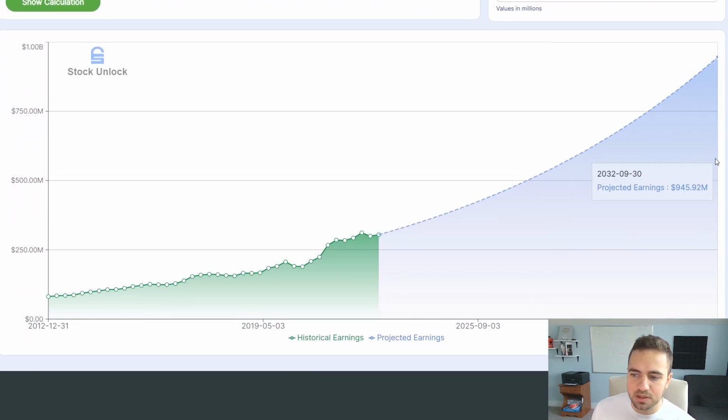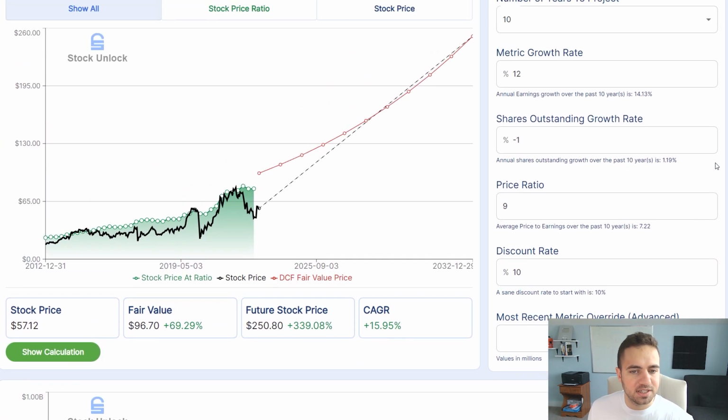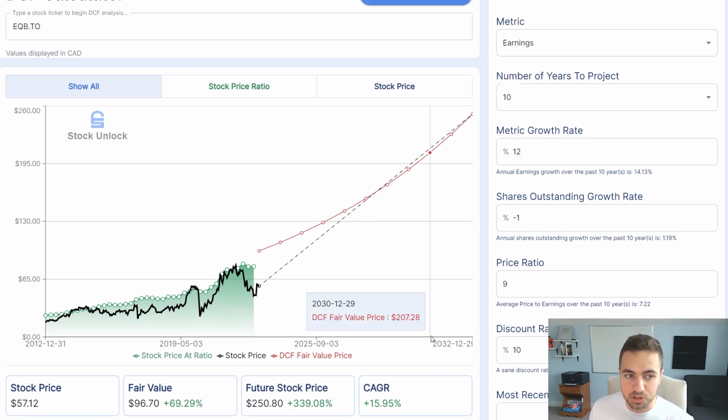So if we scroll down, this means that by 2032, Equitable Bank could be producing about $946 million in annual earnings, which I think is realistic. I would not be surprised to see them even do $1 billion in earnings by 2032. So yeah, I am happy with these projections, and I am happy with the overall result here.